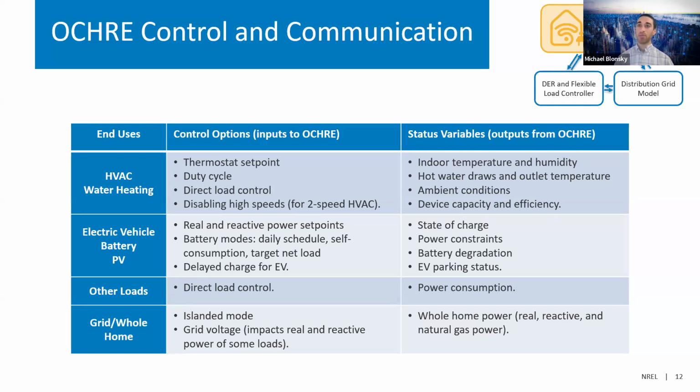The main thing that I want to mention here is the last row. We have some features that control the entire home and its interaction with the grid. So we can run the home in islanded mode, simulating a grid outage. And we can also get information about the voltage of the grid, which we have voltage dependent load models that can change both the real and the reactive power of each device. So we have some interaction between the power consumption of the home and the voltage on the grid.